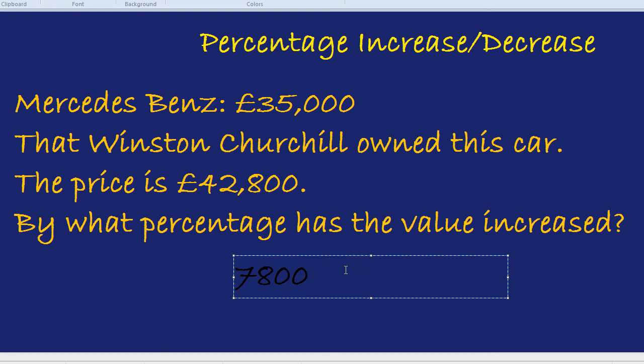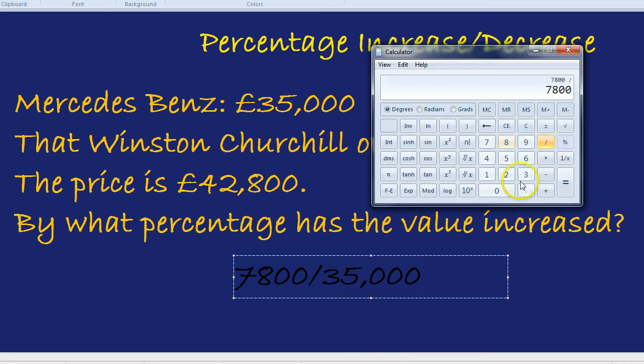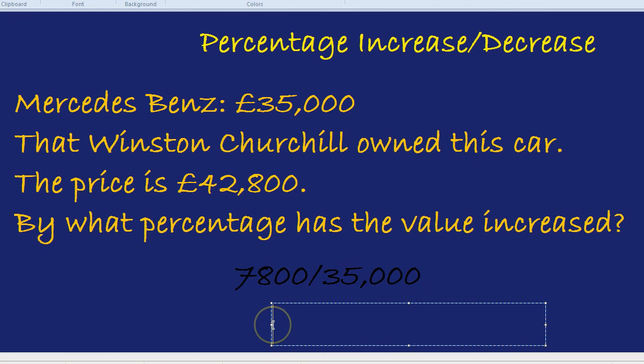That's 7,800 divided by 35,000. We work that out on the calculator, and this gives us the increase as a decimal. It was a fraction, now it's a decimal, and finally, to get it as a percentage, we times that by 100. In other words, the value of the car increased by 22.29%. It pays to have Winston Churchill drive your car.